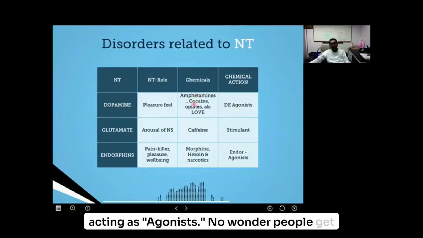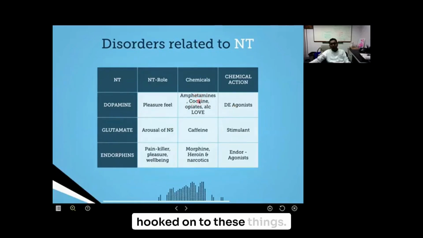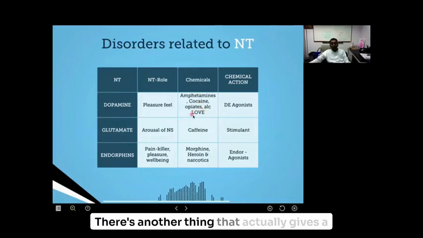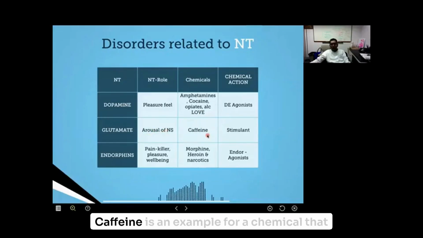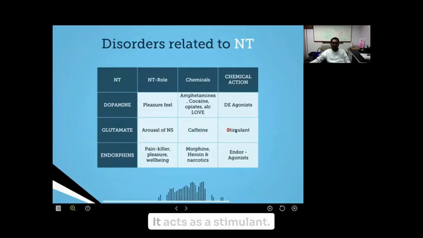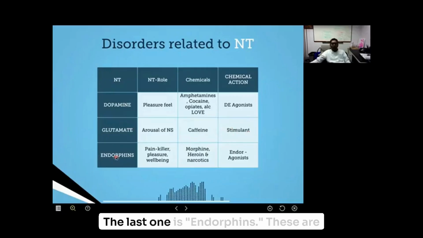And no wonder people get hooked onto this. But here's the good news. There's another thing that actually gives a similar feeling of euphoria: love. Glutamate is a neurotransmitter. It increases the activity of the nervous system in general. Caffeine is an example of a chemical that mimics glutamate and increases the level of activity. That's why people take caffeine to be active. It acts as a stimulant.